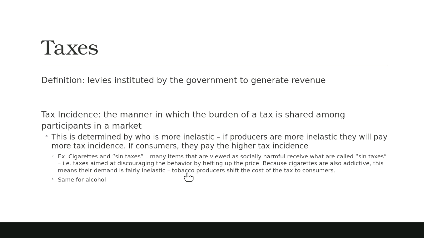However, cigarettes are addicting, right? So that means that tobacco companies don't have to pay the tax. They just make their consumers pay for it, because their consumers are going to pay for it. This is the same for alcohol, and that's the idea. Because these two goods are particularly addictive, the tax shifts towards the consumer, because the demand is relatively inelastic compared to the supply.